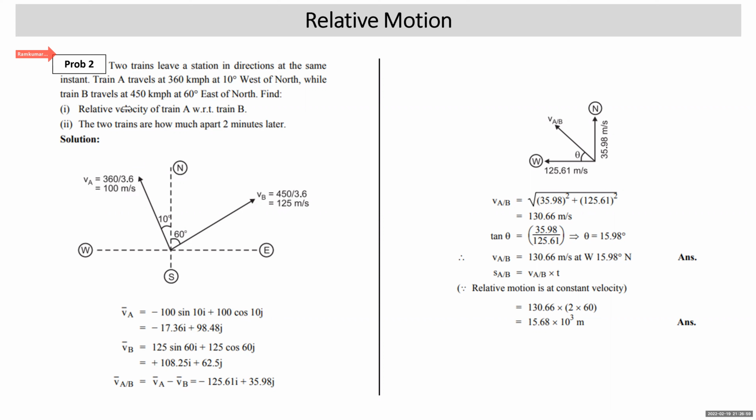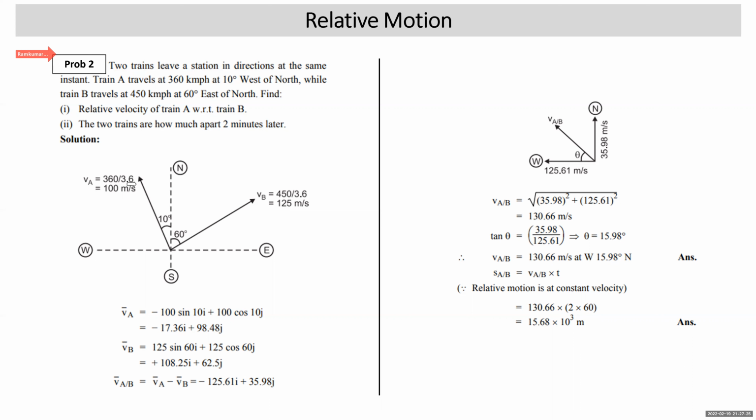While train B travels at 450 kmph at 60 degree east of north. This is 60 degree towards east from the north. That is 450 upon 3.6, that is 125 meter per second. All right. He is asking you to find out relative velocity of train A with respect to B. Two trains are how much apart 2 minutes later. So velocity of train A and train B are to be expressed in vectorial form now.